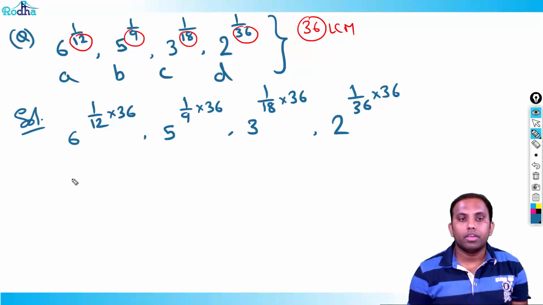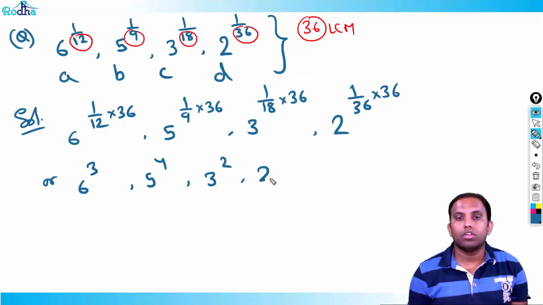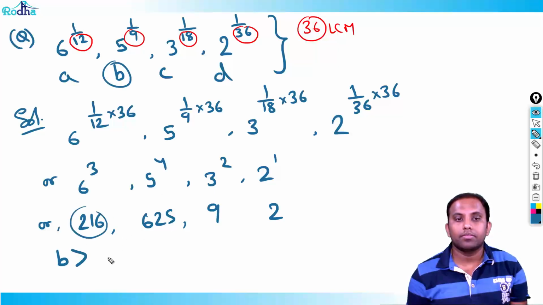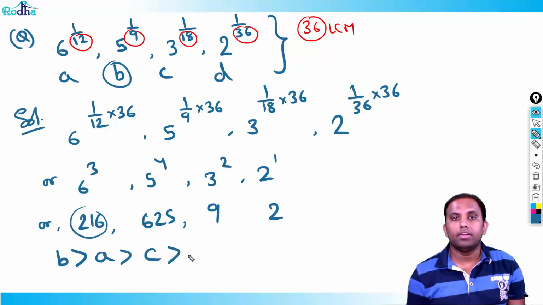What I'm left with is this becomes 6 cube. This becomes 5 raised to 4. This becomes 3 square. This becomes 2 raised to 1. So which is greater? 216. 5 raised to 4 is what? 625. Okay. Then 9, then 2. Which is greater? So obviously B is greatest. So B, then A, then C, and then D.